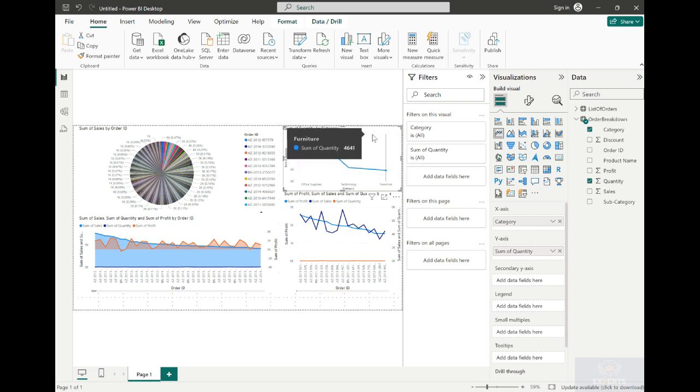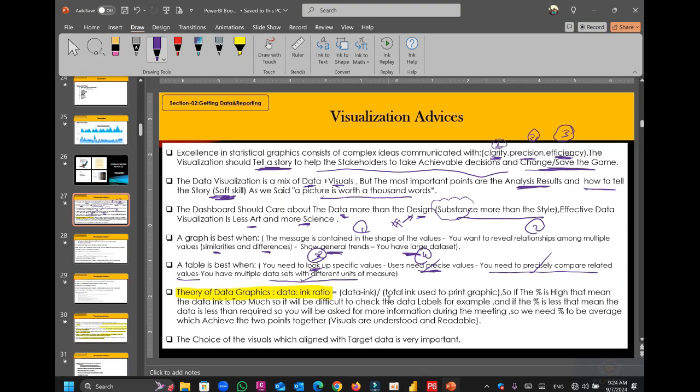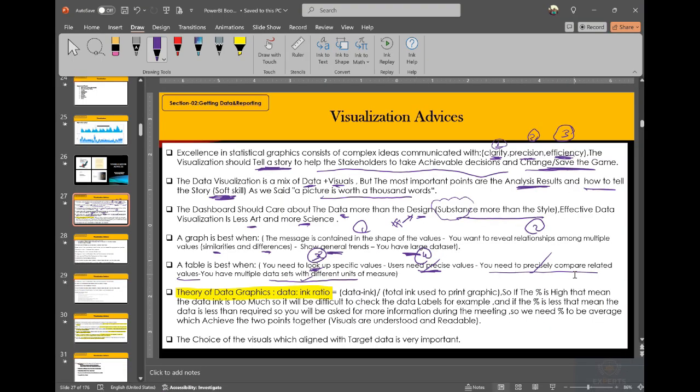Also, if we focus here, there is some ink used to draw the visual itself. The visual is this line which we see here. So there are two types of ink. Number one, the total ink used for drawing, printing or showing this visual, and number two, the ink used for drawing the graph only. So they make a percentage between these two: the data ink to the total ink used to print the graph.